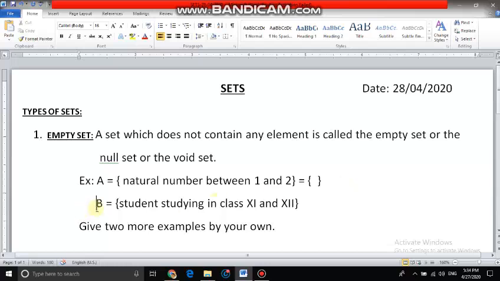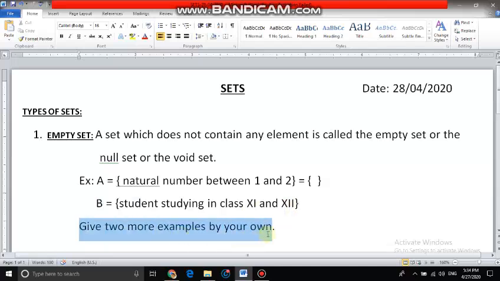Okay, now if I go for another example, set B, a student studying in class 11 and 12. Is it possible for any student to study in class 11 as well as class 12 at a time? It's not possible. So there are no elements in set B, that's why we call it an empty set. I hope you understand the definition of an empty set. A set which does not contain any element, that we call an empty set.